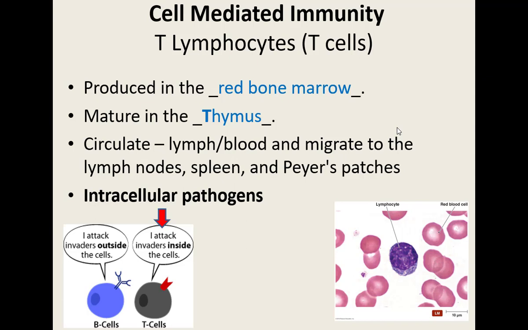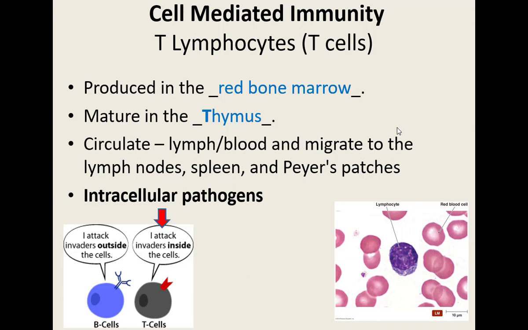And the T cell's job is to recognize infected intracellular organisms. So there are viruses that get into our body that can't reproduce on their own. They have to get inside of our cells. They have to hijack our cells, and then our cells become virus-producing factories.